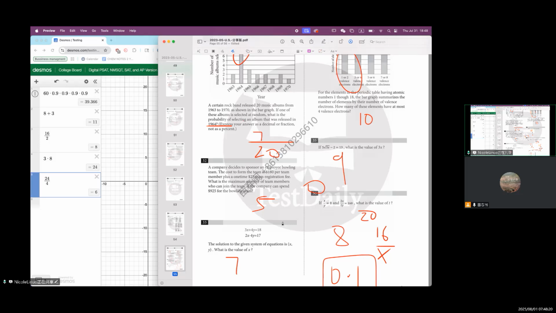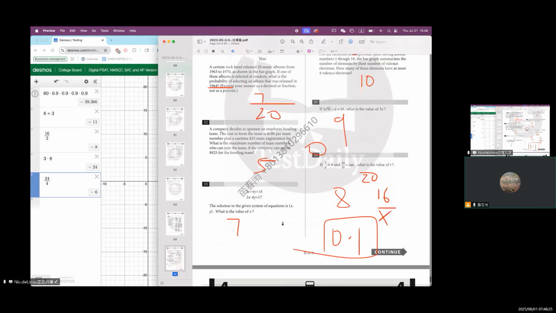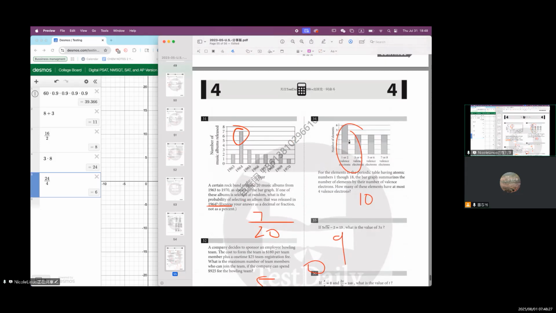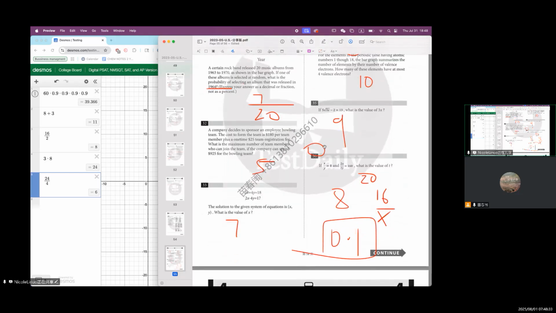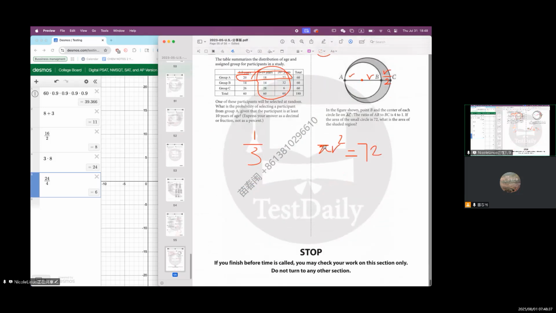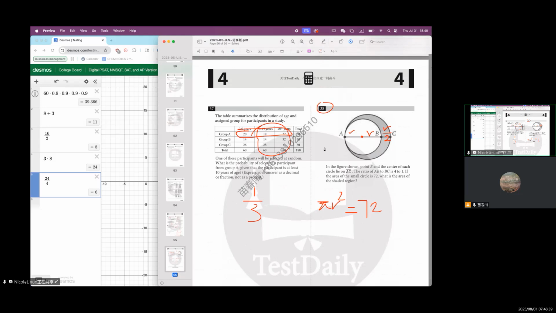30 to 33, I put 7. 34, I put 10. 35, I put 9. 36, I put 0.1. 37, I put 1/3. 38, I put, yeah, you explained this yesterday. I know ratio is important, but I kind of forgot how to do it.